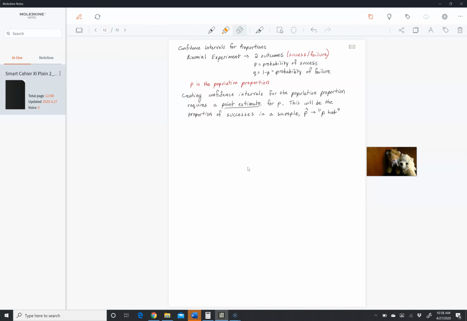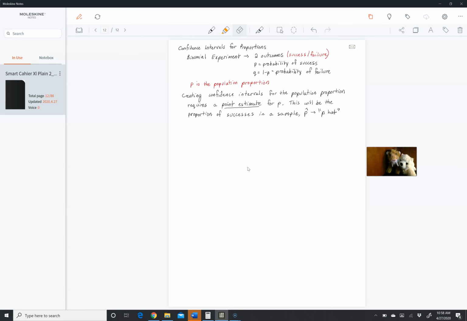Okay, so before we do that, let's take another example. The first thing that we need here is a binomial experiment, because we need yeses or nos. We need success versus failure, because otherwise how do we calculate the population proportion? It is based on the percentage of successes. So either it's a success or it's a failure.